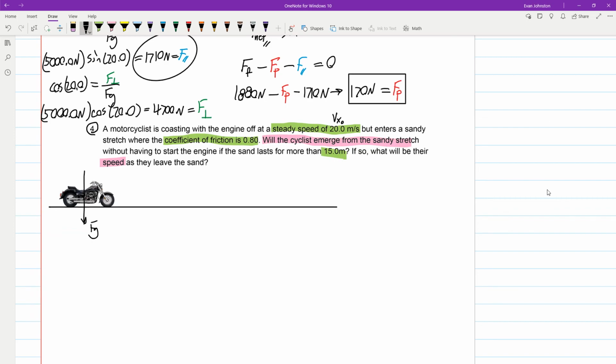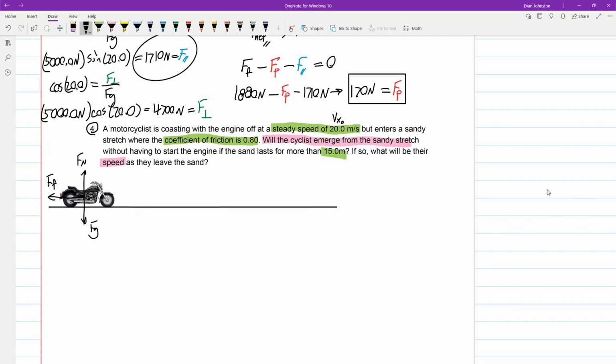We know that there's a normal force going up. The engine is not on, so there is no force driving them. If the engine was on, we would have a force pushing it forward, but there is no engine on, and that makes it simpler. We really just have the force of friction acting backwards on this thing. Now, we know also that it has this initial speed.